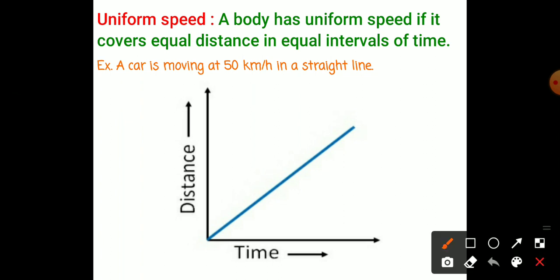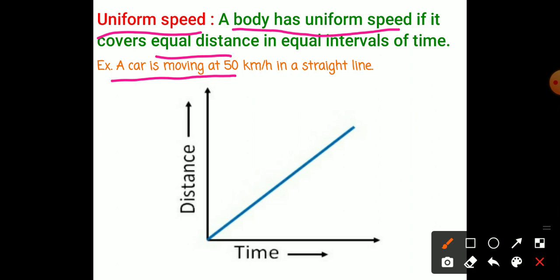Now the next topic is uniform speed. A body has a uniform speed if it covers equal distance in equal intervals of time. That is called uniform speed. Example, suppose a car is moving at 50 km per hour in a straight line. That means in every hour it covers the same distance, 50 km. That means the speed of the car is the same.